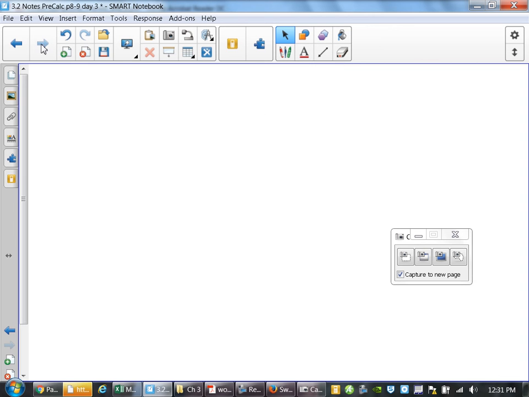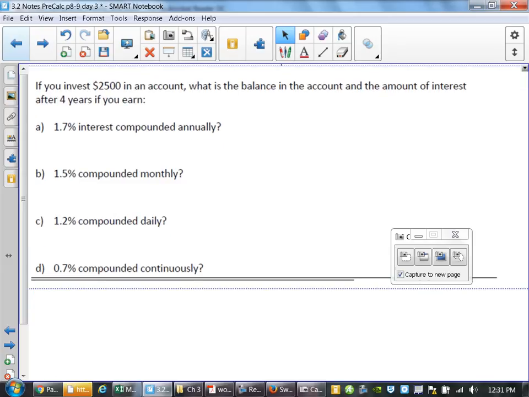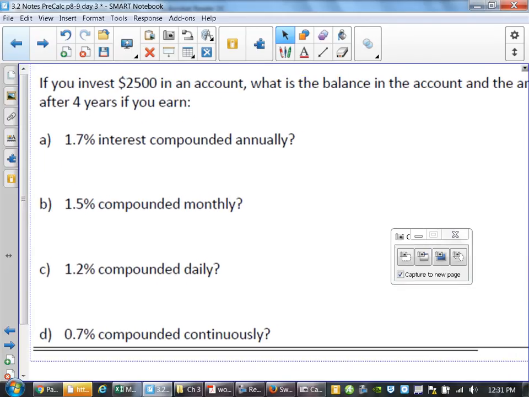So let's go back and look at, where'd it go? We're investing $2,500 into an account. What's the balance in the account after 4 years if it's compounded annually at 1.7%, monthly at 1.5, daily at 1.2, and 0.7 continuously. So take a couple of minutes and figure that out. Give me a sec.